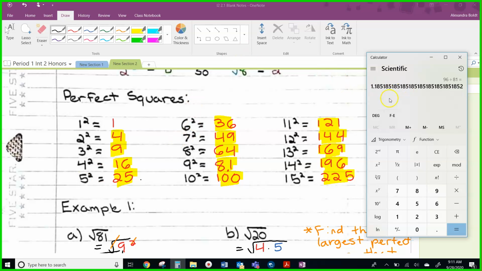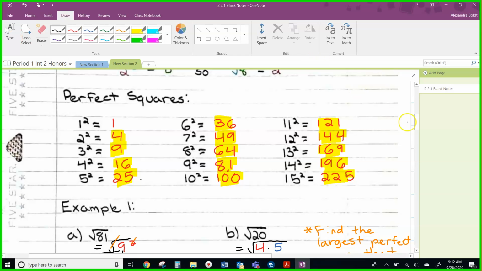I do not get a nice integer, so that's not it. 96 divided by the next one down is 64. Nope, not an integer. 96 divided by 49. Nope. Divided by 36. Nope. Divided by 25. No. Divided by 16. Oh, there we go, right? 6 is a nice, perfect integer. So I'm going to use 96 divided by 16 equals 6. So again, I'm just kind of dividing all of my numbers.